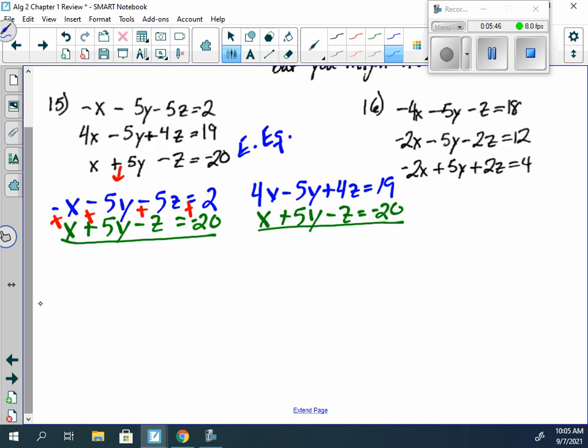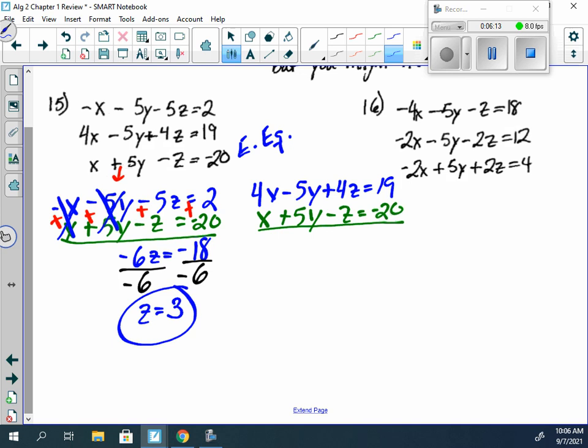Negative x plus x is 0. Negative 5y plus 5y is 0. Negative 5z plus negative z is negative 6z. 2 plus negative 20 would be negative 18. Hey, we already have just one variable. Let's finish it. Z is equal to positive 3. That's kind of nice. Let's check the other one.